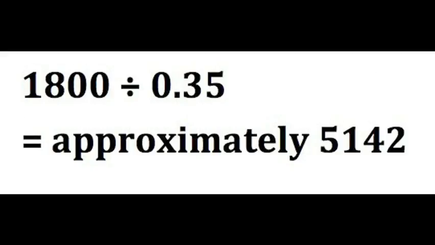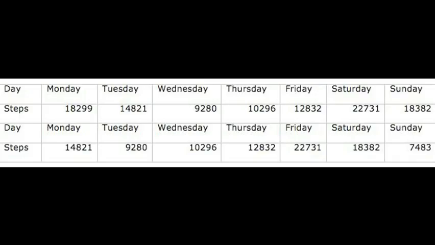So that's 1,800 divided by 0.35, which equals approximately 5,142. This means that I walk about 5,142 steps in 30 minutes. Now number 9. What number 9 wants me to do is to create a data table of my steps. Here is the data for 2 weeks, and the next step is to find an equation that represents this data.